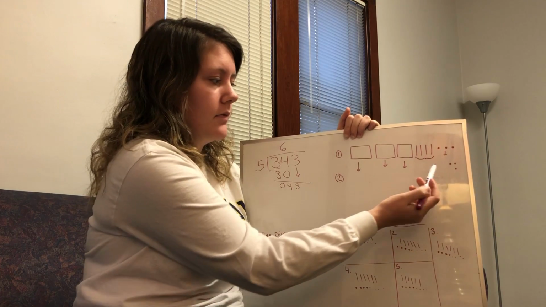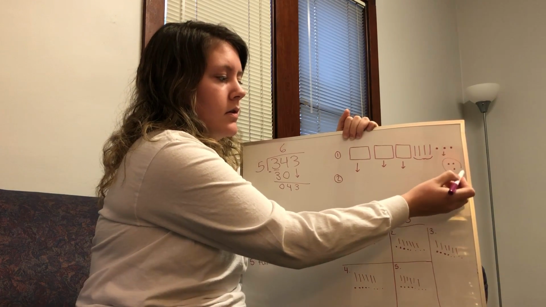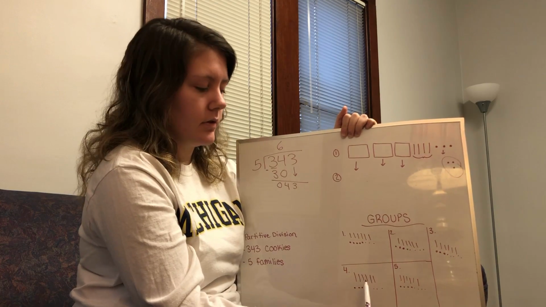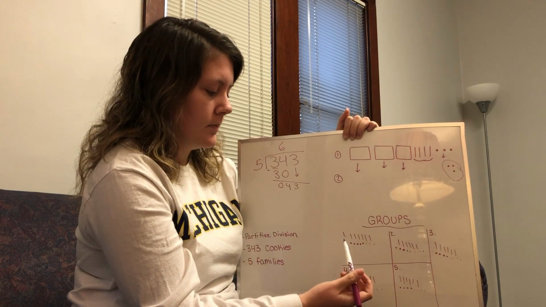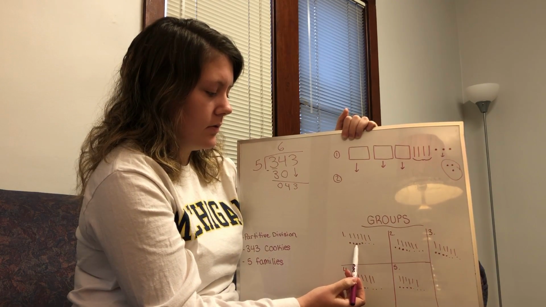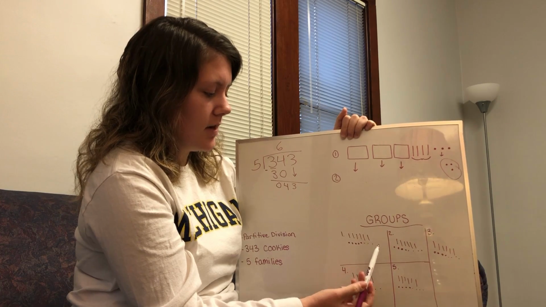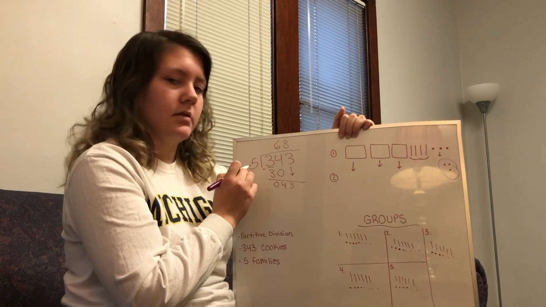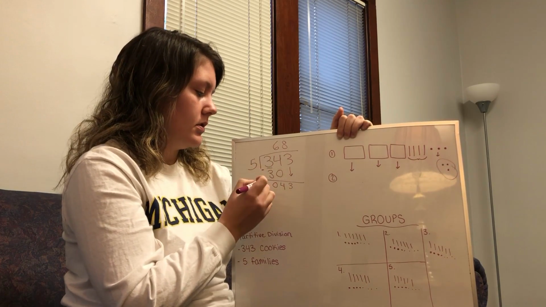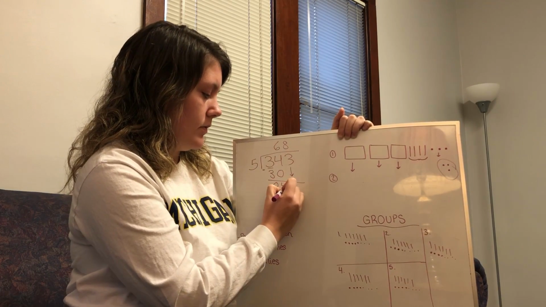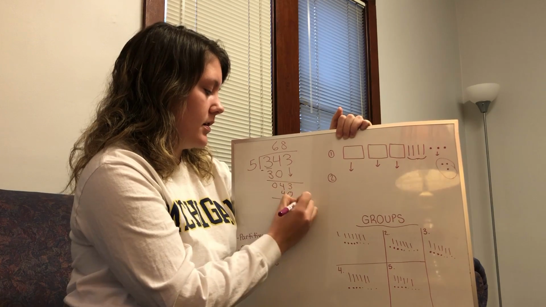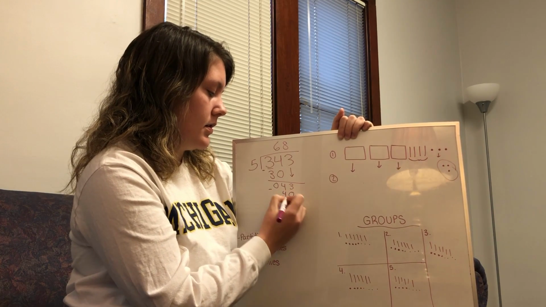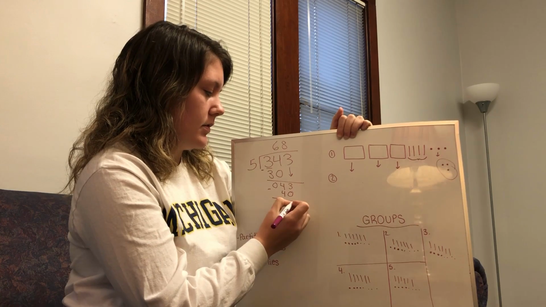Now we have 3 ones left over, but the 3 can't be split up into 5 different groups. So we're going to leave those aside. And since there are 8 ones in each group, we're going to write an 8 up here. And then since there are 5 groups and 8 in each, you're going to do 5 times 8, which equals 40. Then you're going to subtract. So 3 minus 0 equals 3. 4 minus 4 equals 0.